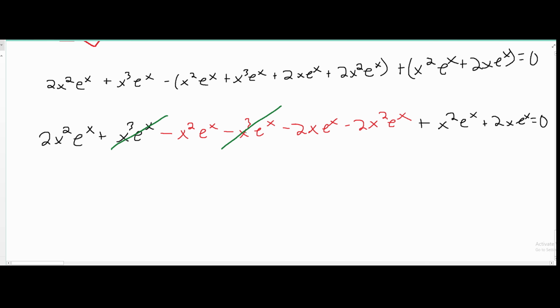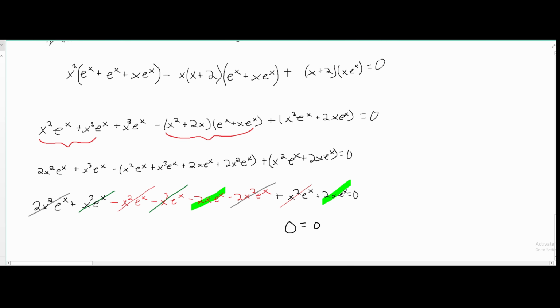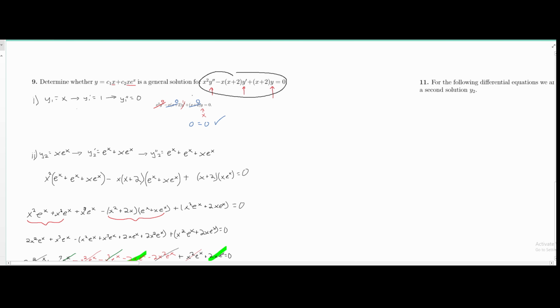So we can cancel these out. We can look at what we have next, and we can cancel this, negative 2x squared e to the x, out with this. We can cancel this x squared e to the x out with this x squared e to the x. And then we can see that these last two cancel out just like this. We are left with 0 is equal to 0. That means that this also is a solution to this equation.